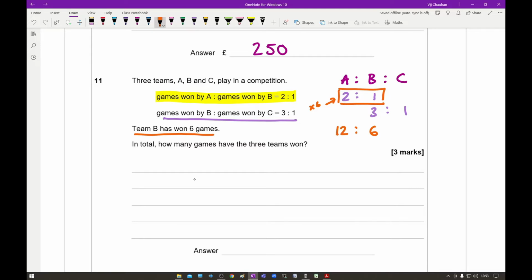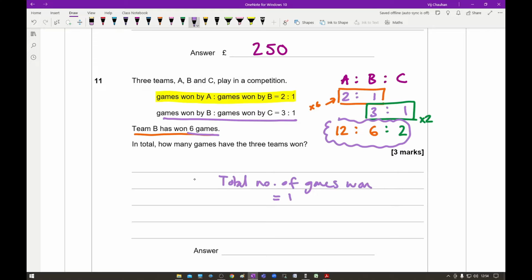Now looking at the next ratio, here B is equal to 3, but I want B to equal 6, so that means I need to times by 2. So if I times that by 2, I'm going to get 1 times 2, which is 2. And now you can see I've now got my little ratio here where B is 6, and that represents the actual numbers that B has won. So here the total number of games won is going to equal 12 plus 6 plus 2, which gives me an answer of 20.